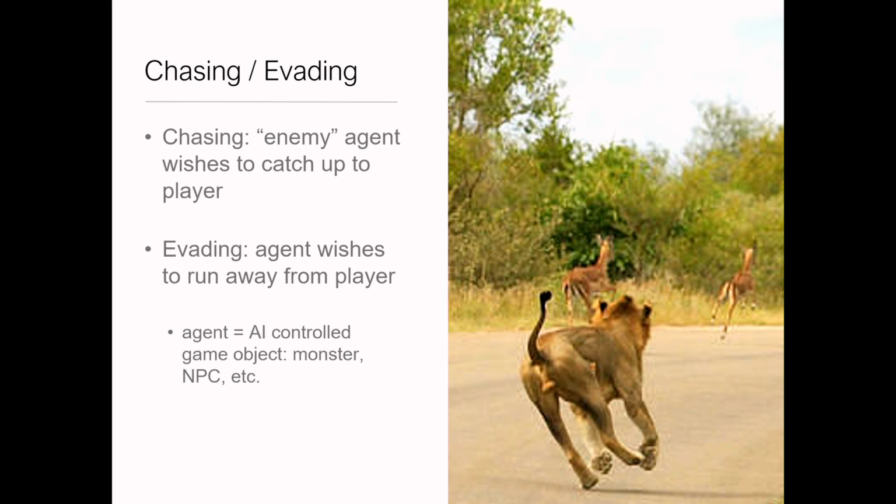some other object. Evading is your prey trying to avoid the predator, or the AI object trying to get away from the player in this case. And so here the agent is just some AI controlled game object, monster, NPC, whatever. It could be a car or a vehicle of some kind. And so here we've got a predator trying to chase down one or perhaps both of the two prey animals here.